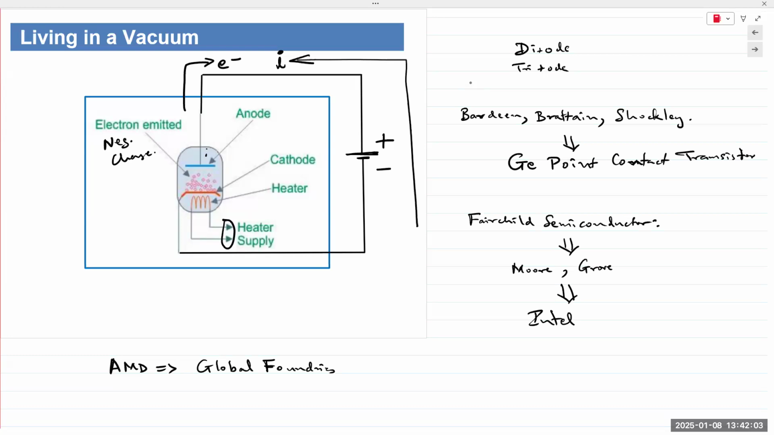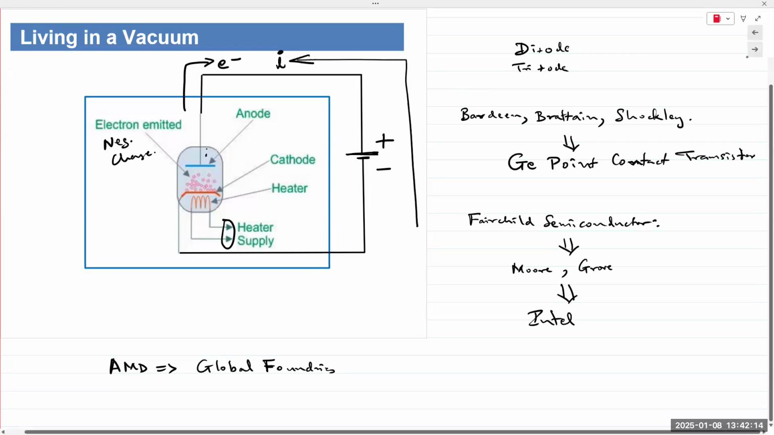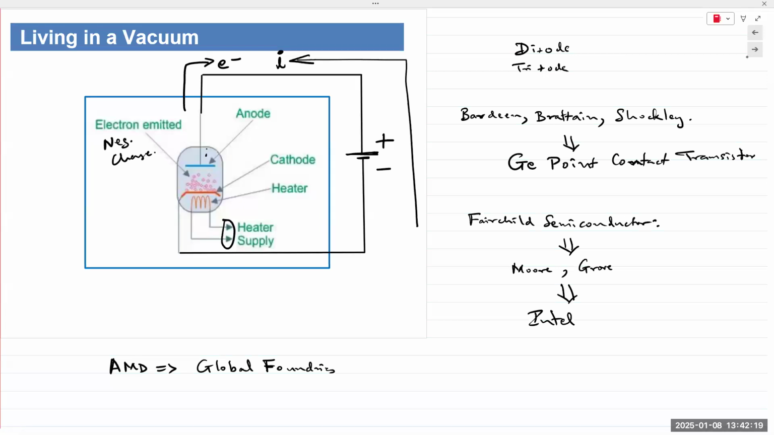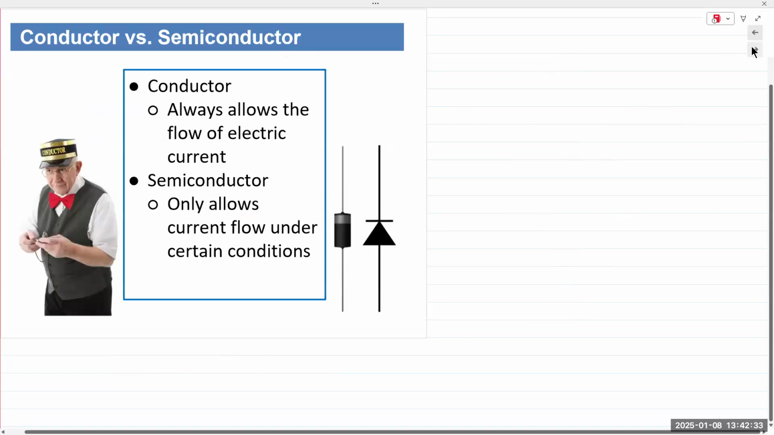All right, so let's come back to our class. Enough about history for now. So what made all of these companies? What made them was the creation of the semiconductor device. Devices, electronic devices created from semiconductor material. That's what made all these companies. So let's classify materials, and what kind of materials are known as semiconductors.